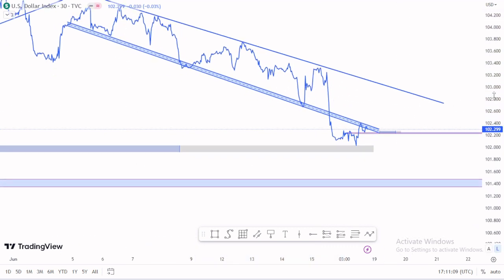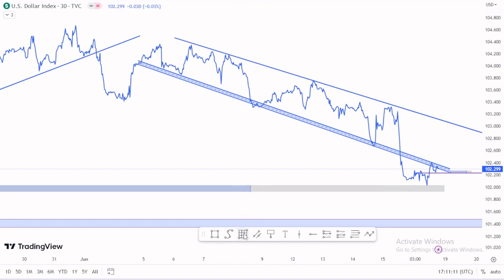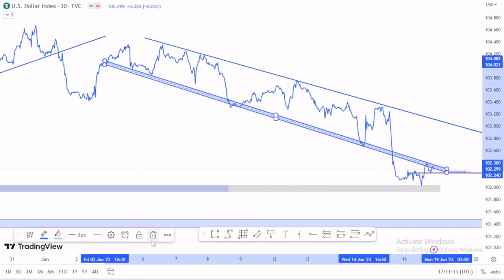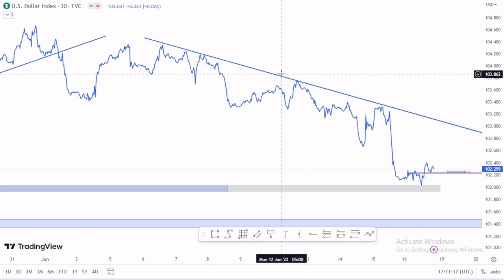So guys, as you can see right here, let me zoom in so that you can see this well. Let me first remove this. Okay, let me remove this so that I can show you everything.